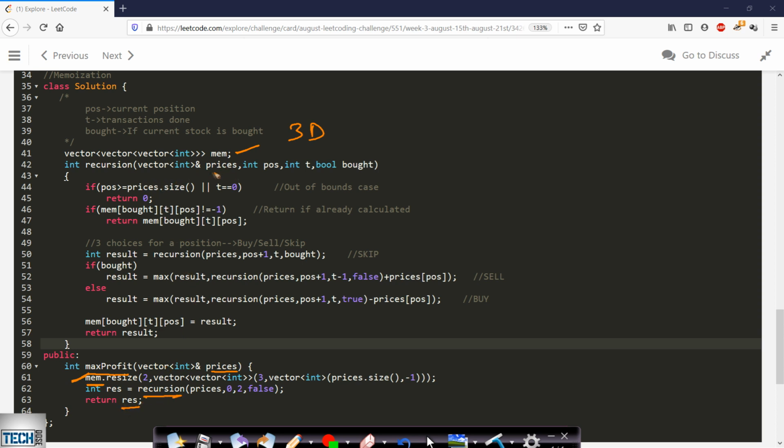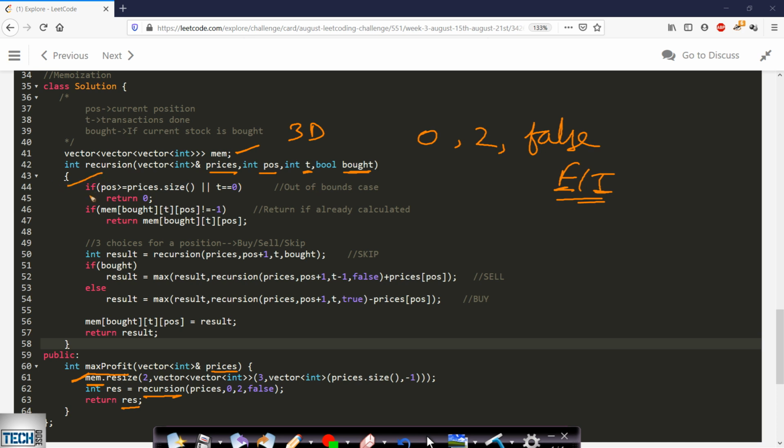Now in this recursion I will take the prices array, I will take the current position, initially it will be 0. I will take number of transactions, initially it will be 2. And I will also take the state, initially the bought state will be equal to false. So this can be either false or true. Okay, so if we have not bought any stock, then it will be false. Otherwise if we have bought a stock, then it will be true.